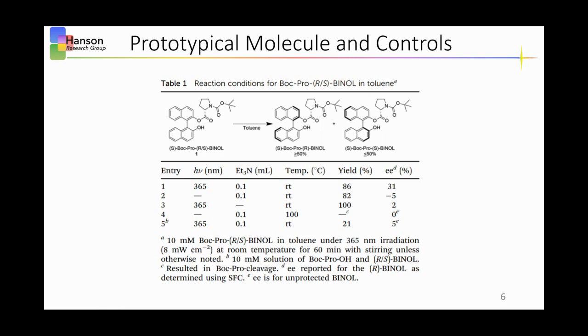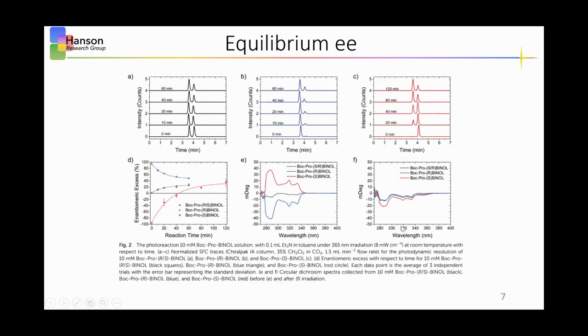And finally, to demonstrate that the coupling of the BINOL to the auxiliary group is necessary, we added an equimolar concentration of our amino acid to a solution of racemic BINOL, and we found a negligible change in the enantiomeric excess.